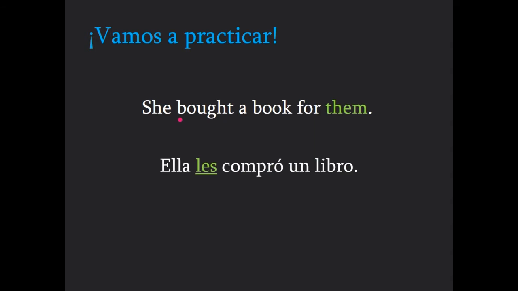Let's look at our Spanish version. Here we have it. Ella les compró un libro. So there's our word for them. Once again, it comes in front of the verb because we only have one verb, and so it has to come in front. And you'll notice the subject pronoun she, and I didn't mention this before, but subject pronouns always come in front of everything else. So we put ella, she, before we put in the word for them. Ella les compró un libro. You just have to practice over and over and get used to the word order in Spanish being different than English.